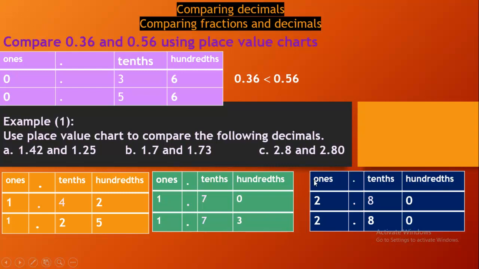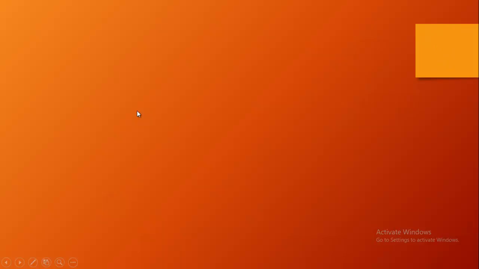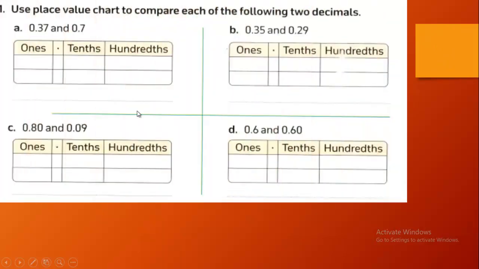Number 3, you can compare these two decimals by yourself. Next, use the place value chart to compare each of the following two decimals. I will solve number A and number B with you, and you can solve number C and number D as homework too. First, we can write 0.37 in the place value chart. We can write 0 here, 3 in tenths and 7 in hundredths.